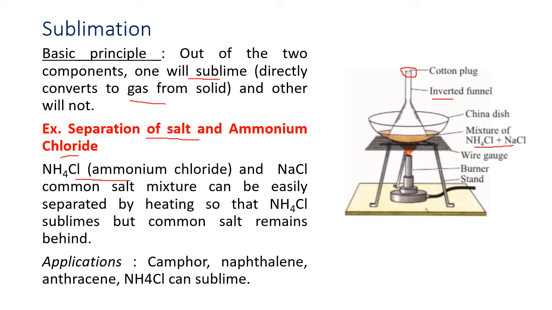So what will happen? First it will evaporate and come up. You can see this color here. It will evaporate and come up, and it will condense at the top of the glass, and this is how the ammonium chloride is separated from the salt. So camphor, naphthalene balls, anthracene, they all are sublimates and can be separated by this process.